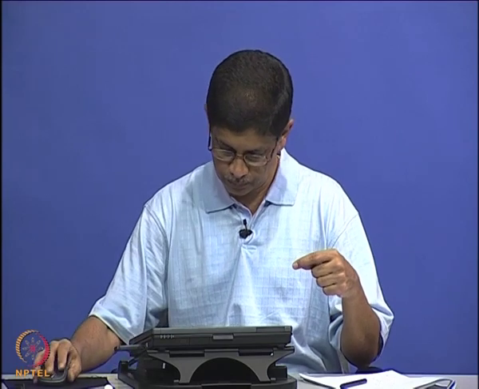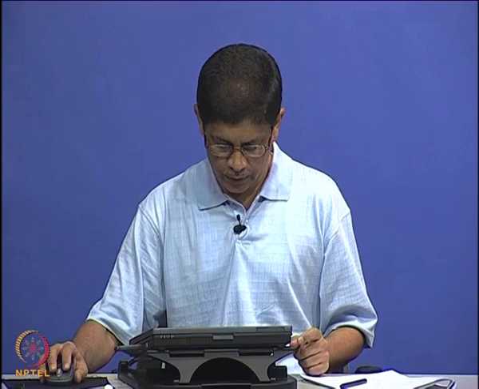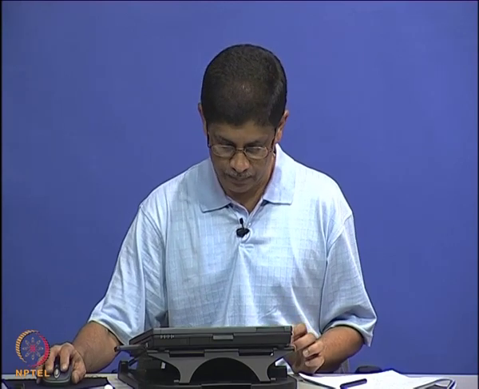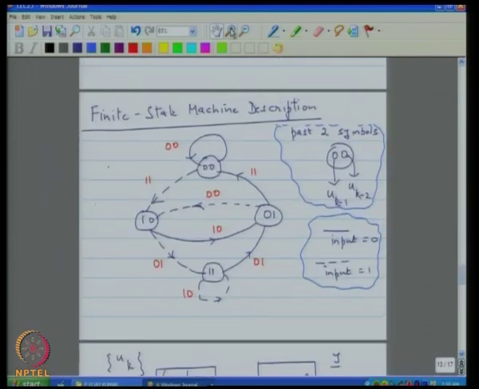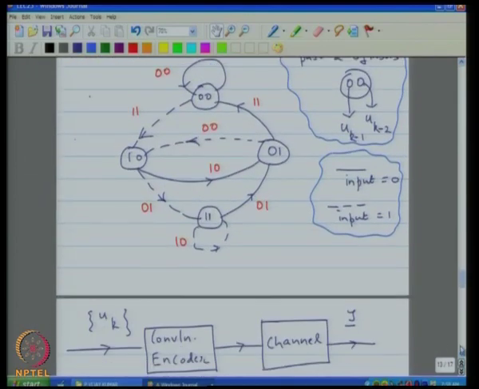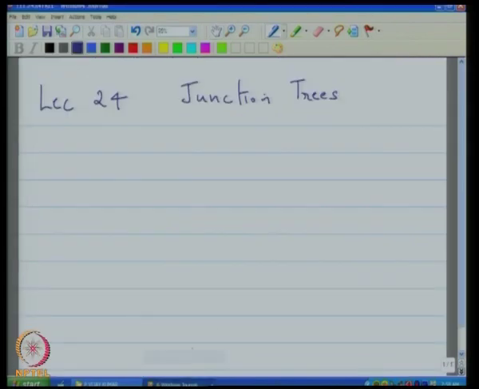Convolutional codes have a rate k by n, where k is the number of inputs and n is the number of outputs. Here we are restricting attention to the case when there is just one single input and then there are n outputs. And after introducing notation, I actually introduced this diagram. So, we will actually continue from there, but let me get to our current lecture.